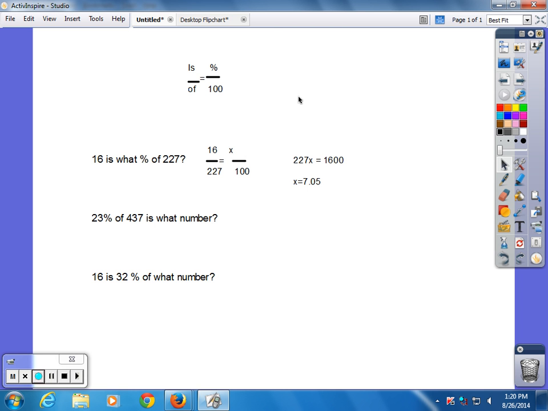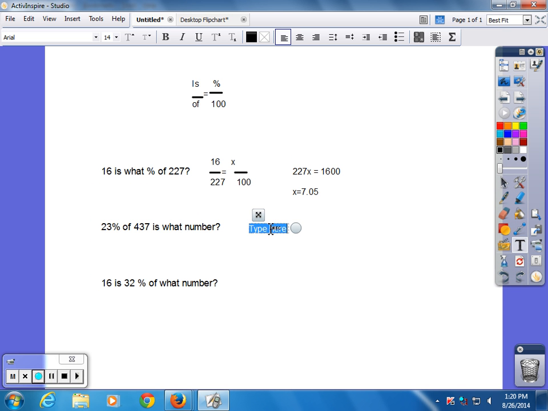So in this case, 23 is going to be over 100 and of 437, so it should be X over 437 is equal to 23 over what?